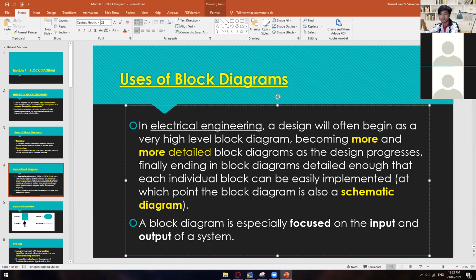So when we say block diagram, it is a high level overview. When we say schematic or circuit diagram, it is a detailed diagram. A block diagram is especially focused on the input and output only, so as I said, we don't really care what's inside of that block. What we're only focusing on is the major components. We can still include some detail inside of the system, but not to the point that every wiring or every component is listed on that diagram. So: input, then major components, and then the output.